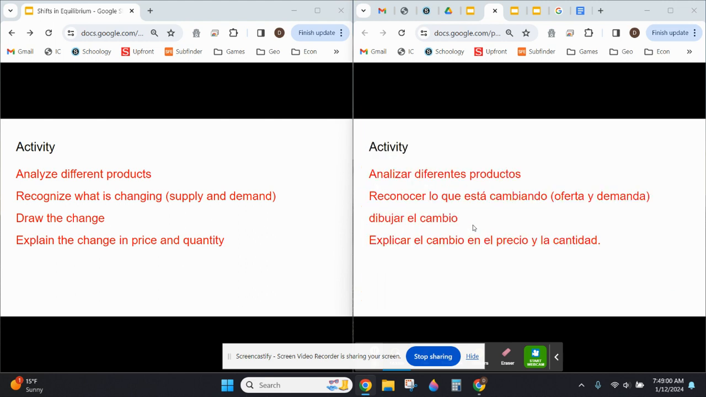For today's activity, you're going to do similar to what we just did. Practice drawing graphs, analyzing changes. What does it mean for price and quantity? If you have any questions, let me know.